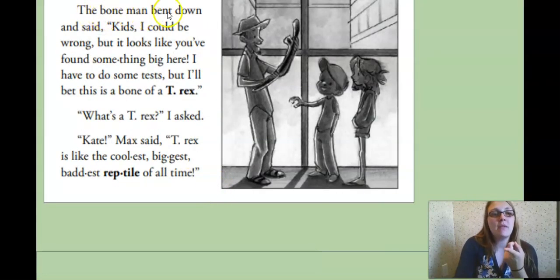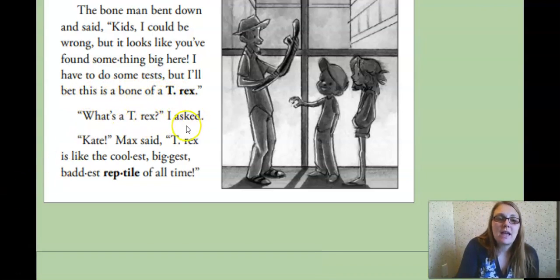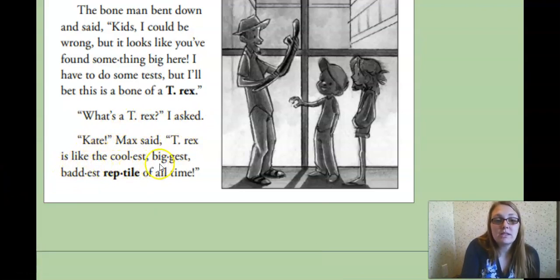The Bone Man bent down and said, Kids, I could be wrong, but it looks like you found something big here. I have to do some tests, but I'll bet this is a bone of a T-Rex. What's a T-Rex? I asked. Kate, Max said, T-Rex is like the coolest, biggest, and baddest reptile of all time.